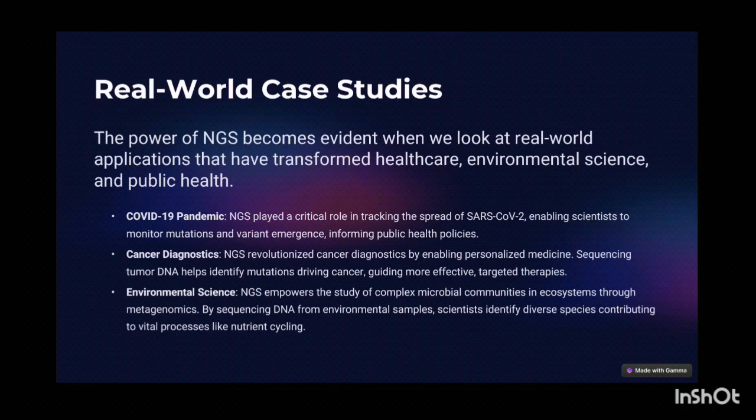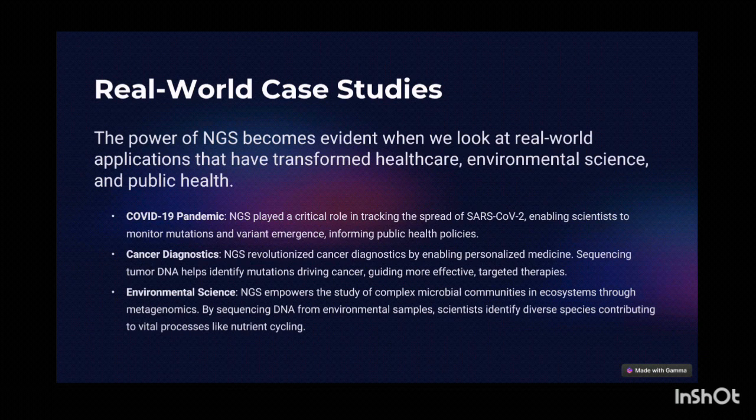So now let's see the power of NGS in real world cases. The power of NGS becomes evident when we look at real world applications that have transformed environmental science, public health, and healthcare. One of them is the COVID-19 pandemic. NGS was at the forefront of the effort to track the spread of SARS-CoV-2, the virus that is responsible for COVID-19. By sequencing viral samples from patients around the globe, scientists were able to track the mutations and monitor the emergence of variants like Delta and Omicron.